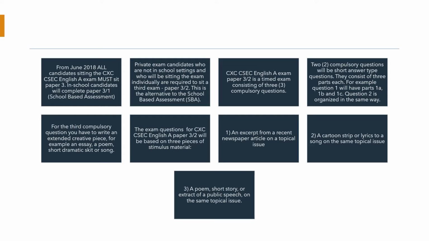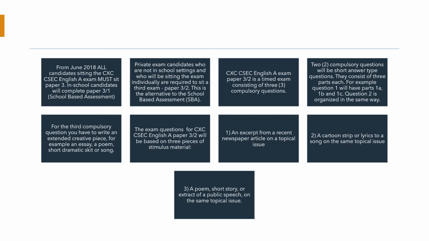Private exam candidates who are not in school settings and who will be sitting the exam individually are expected to sit the third exam paper, which is called paper 3/2. This is the alternative, as I said before, to the SBAs. CSEC CXC English A, the exam is timed, as with all exams, and it has 3 compulsory questions.